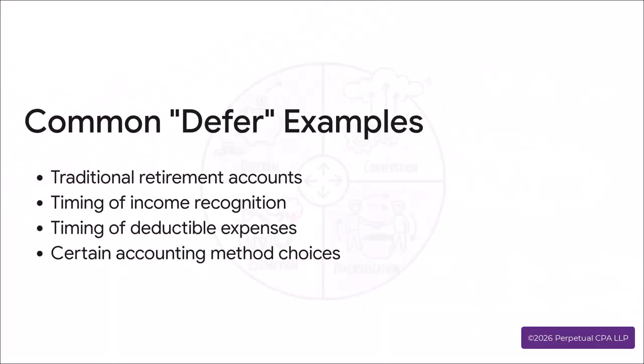So what does this look like in the real world? Well, common examples of defer strategies include things like contributions to traditional retirement accounts. That's the classic one. It also includes strategically timing when you recognize income, if your business allows for that flexibility, or timing when you pay for deductible expenses. It can even involve making certain accounting method choices.